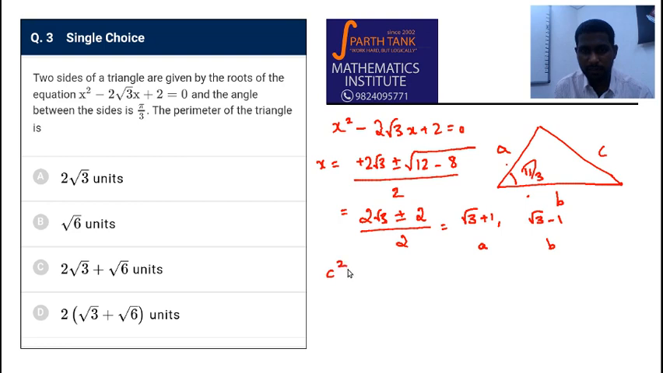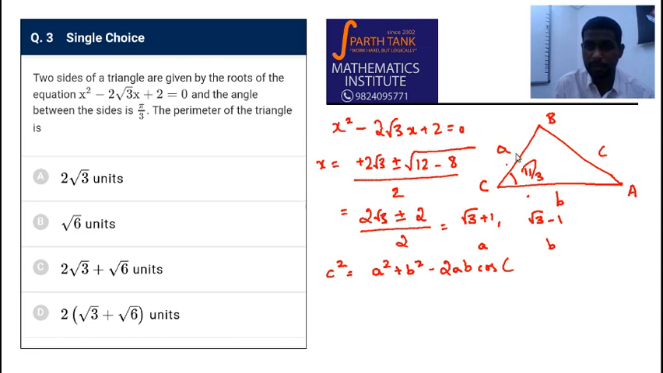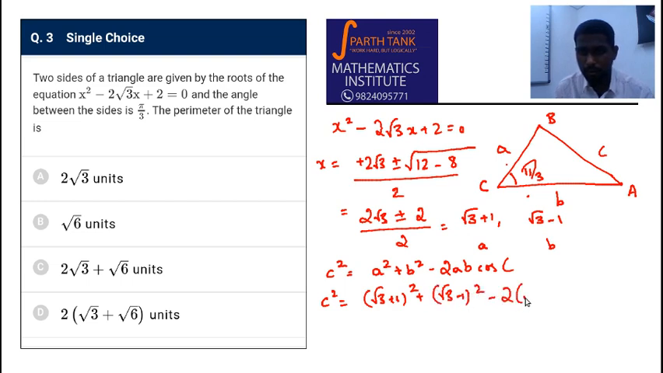How to find C? We have the nice triangle equation, C squared equals A squared plus B squared, the cosine formula I mean, minus 2AB cos C. Now this vertex should be C, this vertex should be A and this vertex should be B in terms of the naming conventions of triangles, right? The side opposite to angle A is A, side opposite to angle C is C, etc. So substitute the given value. So this is root 3 plus 1 the whole square plus root 3 minus 1 the whole square minus 2 root 3 plus 1 root 3 minus 1 into cos pi by 3.